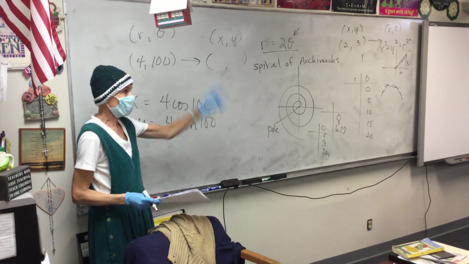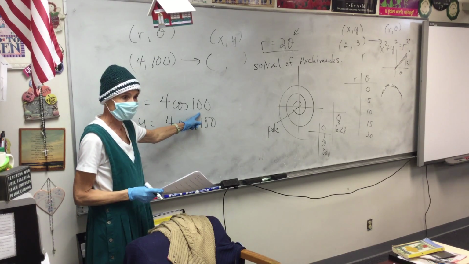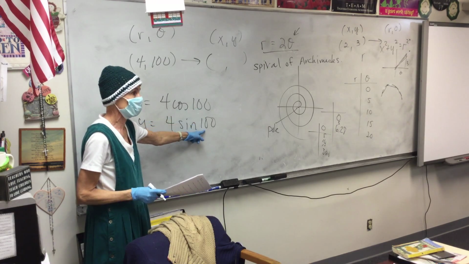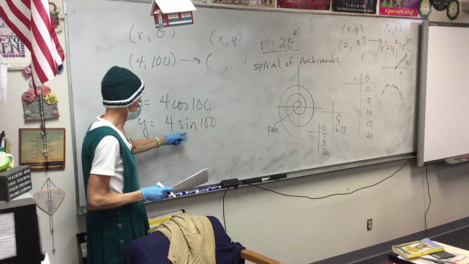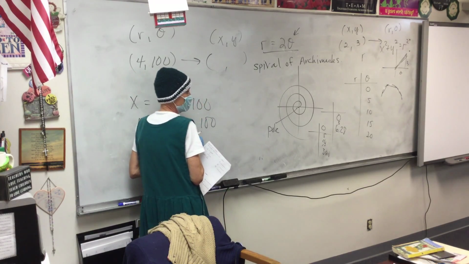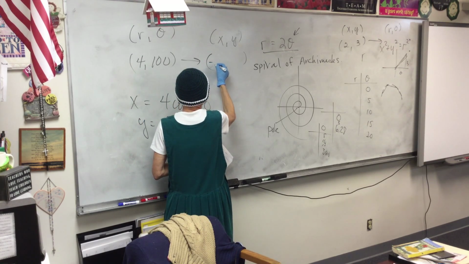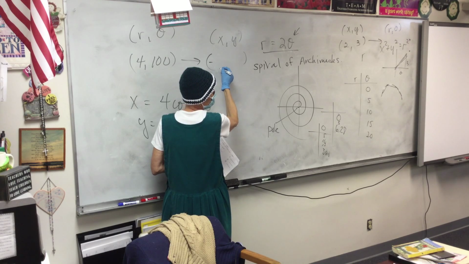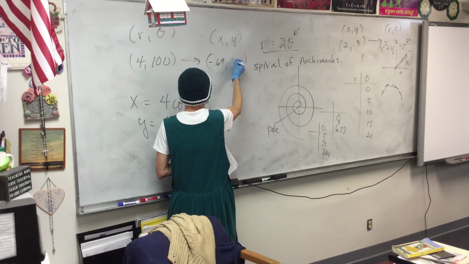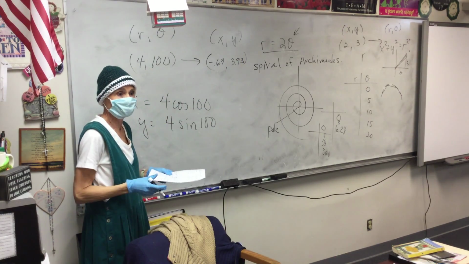Caution, your calculator was set in radians to graph the spiral. So before you type this in, you better change it back to degrees, because this is a degree measure. These are going to be decimals, and they're going to come out to be x and y. So what's x? 4 cosine 100 is negative 0.69. And 4 sine 100 is 3.93. There's your x and your y.